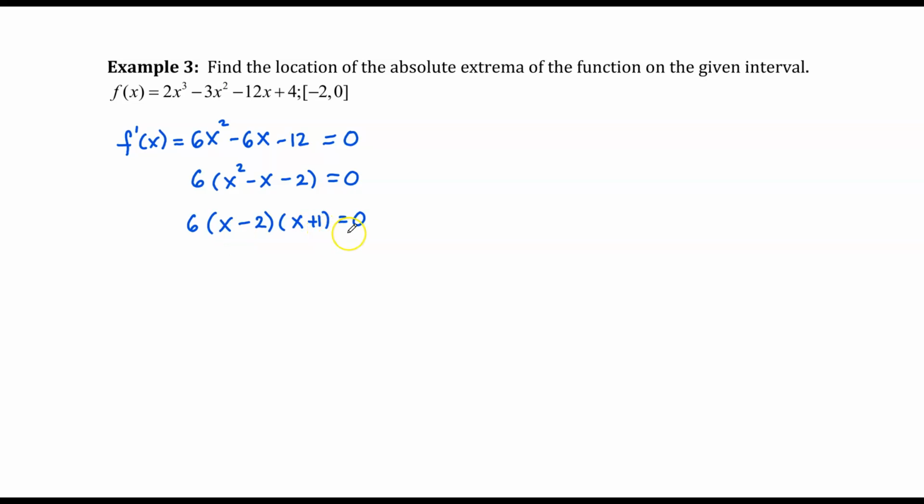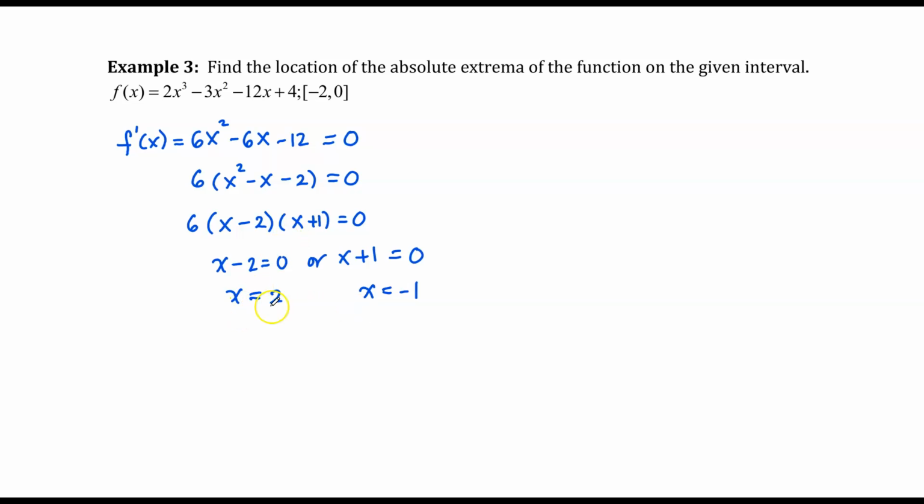Now the only time this will be 0 is when this factor here is 0 or this is equal to 0. So that means we will equate each of those to 0. X minus 2 is equal to 0 or x plus 1 is equal to 0. Then when x minus 2 is 0, that implies x is equal to 2, or if x plus 1 is 0, that only happens when x is equal to negative 1.